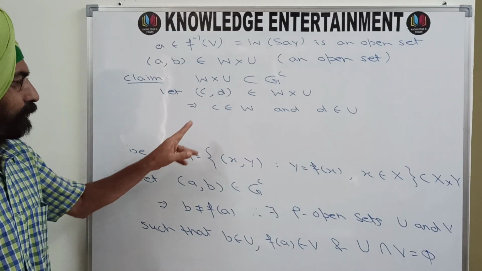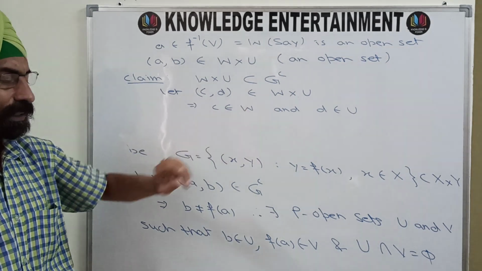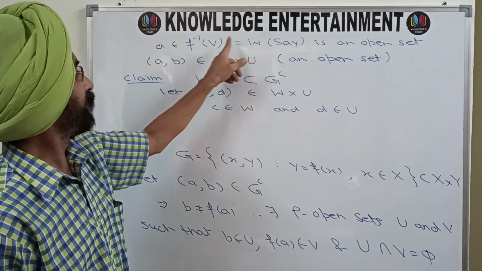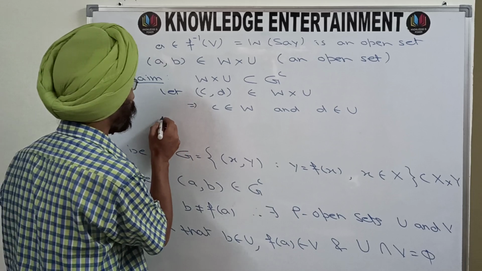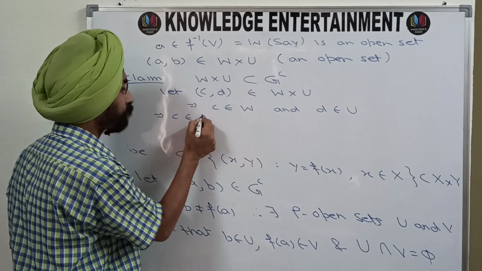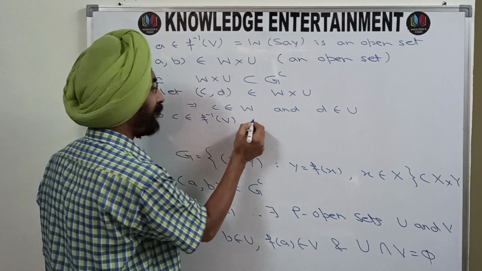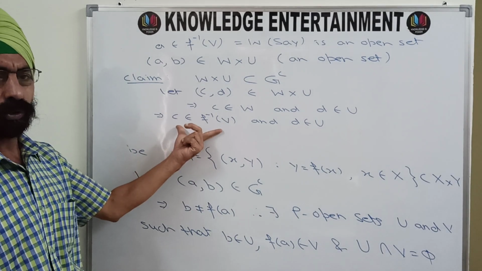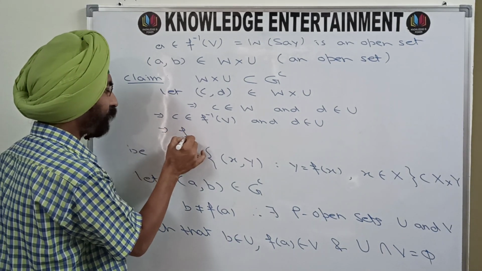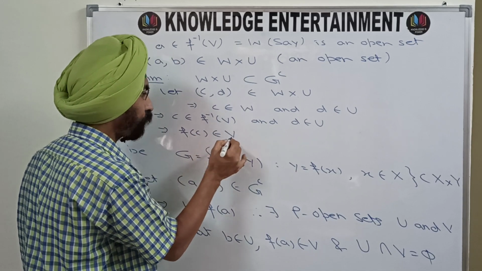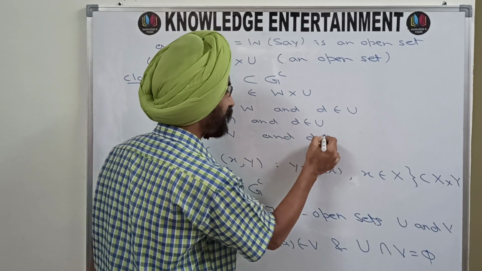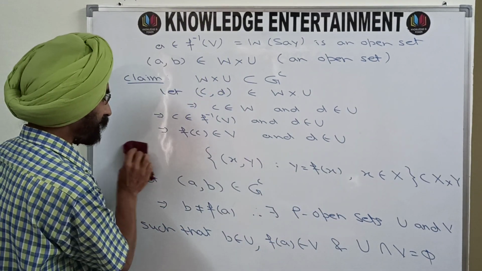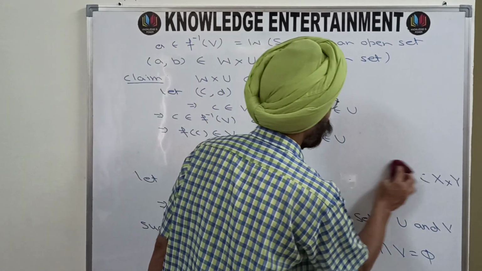Now look that C is in W, but what is W? W is F inverse V. So you can say that C belongs to F inverse V and D belongs to U. Now C belongs to F inverse V. This means F of C belongs to V, and D is already there in U. Now I'll have to rub this line also from there because I need more space.